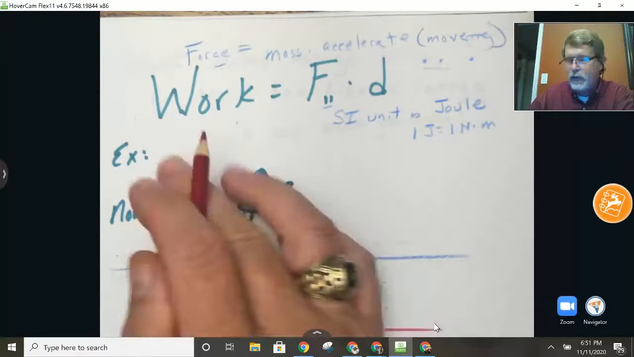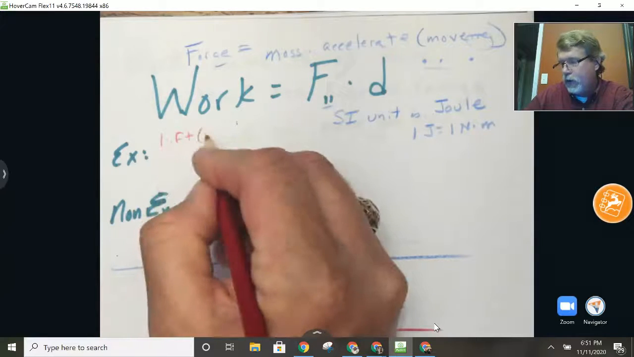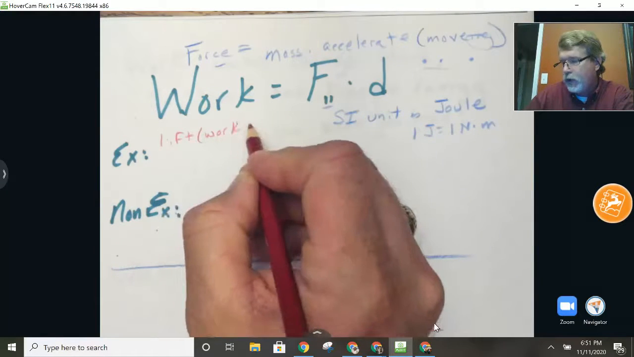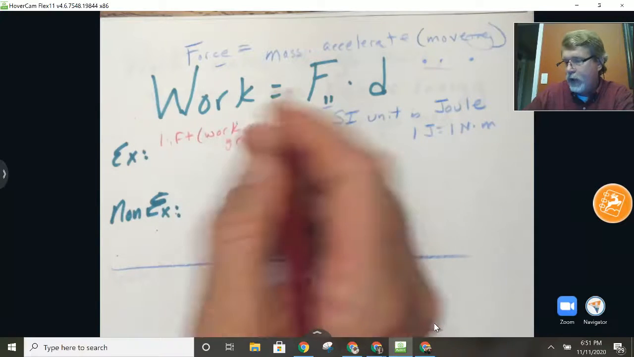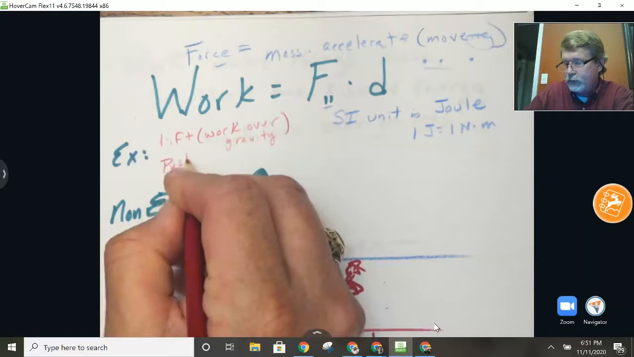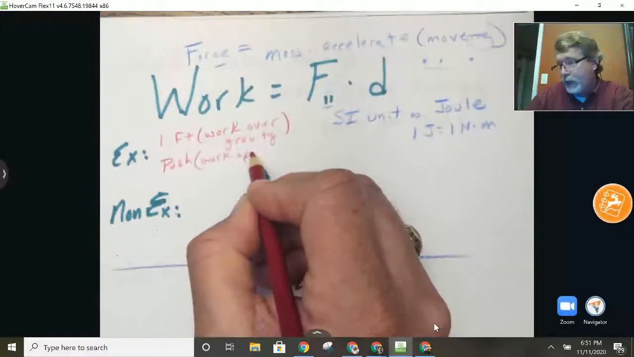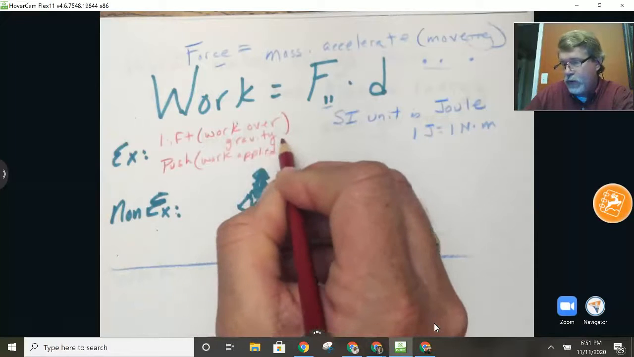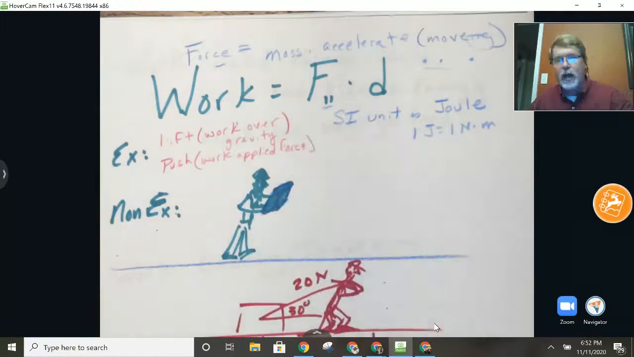So one of the first examples is, if you lift an object, then you're doing work over gravity, okay? All right, and then maybe if you push an object, you might be doing work from some applied force, right? Maybe you pull an object, or maybe you're doing work against friction.